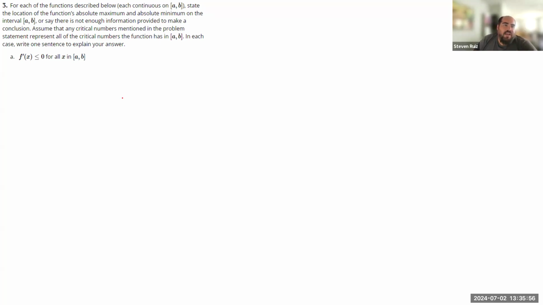So this first question, we have that f prime of x is at most 0 for all x in some interval a, b. So what does that mean about where the absolute max and absolute min on the interval are? So one thing I'll point out here is that we have a function that's differentiable everywhere on a closed interval. And because it's differentiable, it has to be continuous everywhere in a closed interval, which means that the absolute max and the absolute min have to be achieved. They have to exist. So now, can we say anything about where they are?